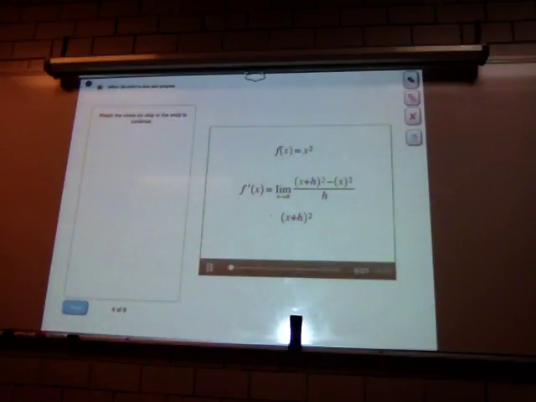Right. X plus h squared equals x squared plus 2xh plus h squared. So let's plug that back into our limit. In the numerator, we have x squared minus another x squared, so those cancel out. Also, the h in the denominator cancels out this h here and one of the h's in the h squared here. That leaves us with 2x plus h. So what's the limit of 2x plus h as h approaches 0?